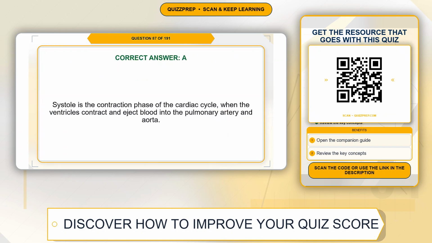Explanation. Systole is the contraction phase of the cardiac cycle, when the ventricles contract and eject blood into the pulmonary artery and aorta. Question 88.